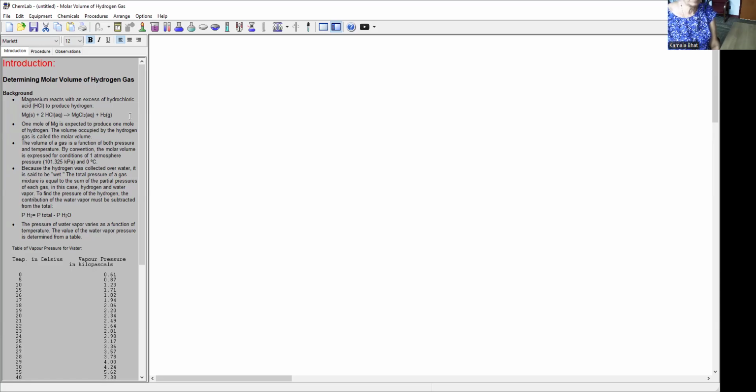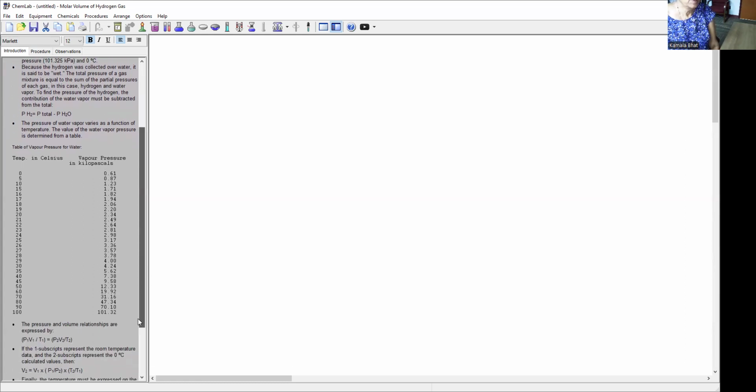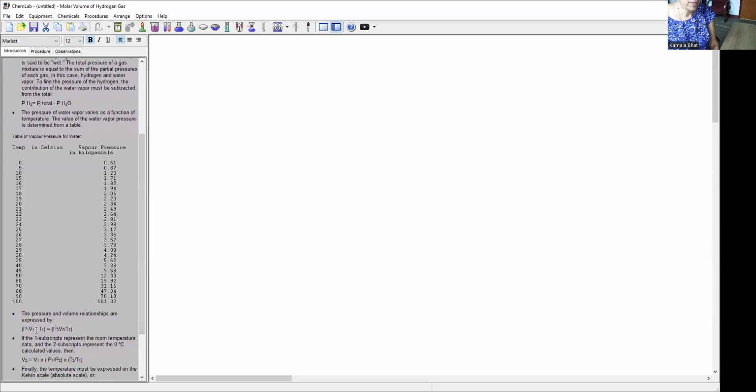In order to get the answer for the dry hydrogen gas, we use Dalton's law of partial pressures, which says P hydrogen is equal to P total minus the pressure of the water vapor at the temperature at which the experiment was carried out. Below, you will see a table of water vapor pressure at different temperatures. So you subtract that and you will get the pressure. Now you have the pressure, the volume, and the temperature.